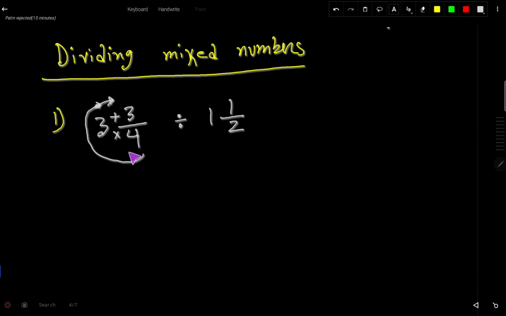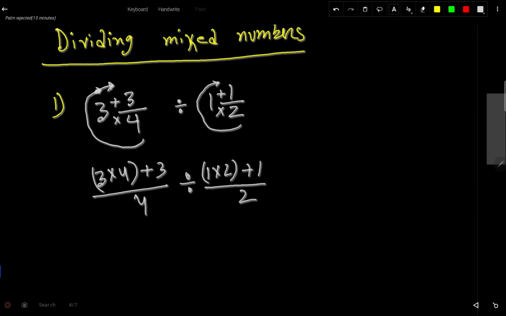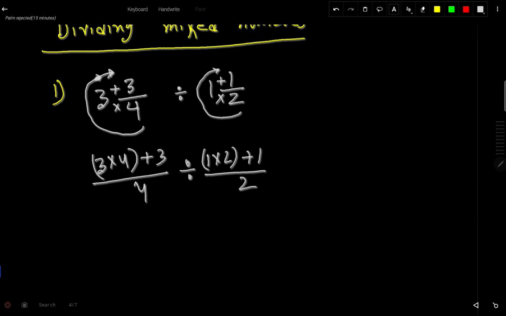So let us do that. We are getting 3 times 4 plus 3, and the denominator will be the same, that is 4. Then here draw a C. You have to multiply these two numbers and add this numerator. So you are getting 1 times 2 plus 1, divided by the same denominator, 2, right? Okay, now calculate.